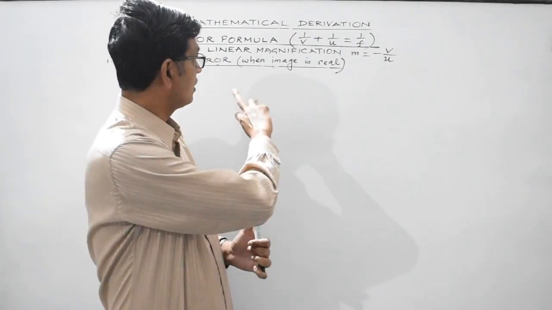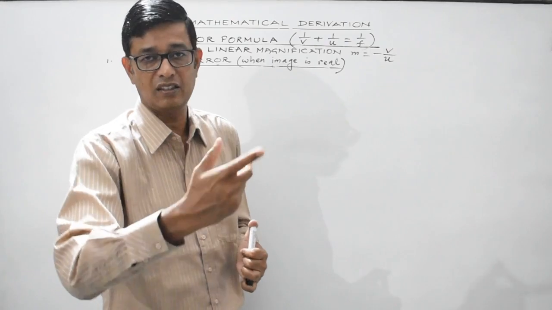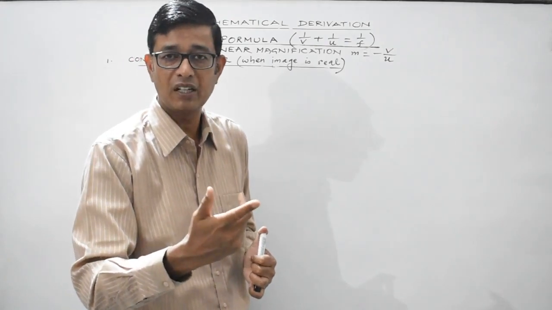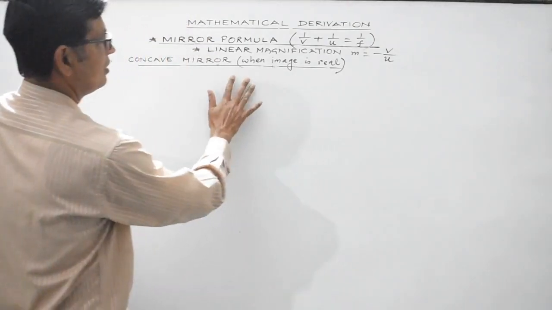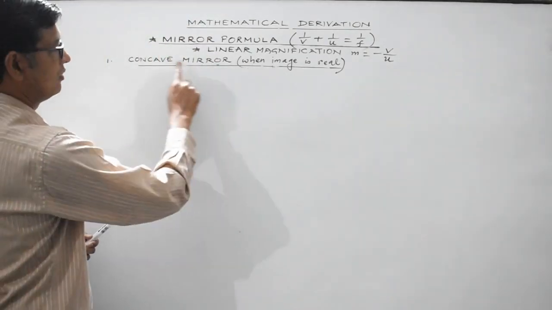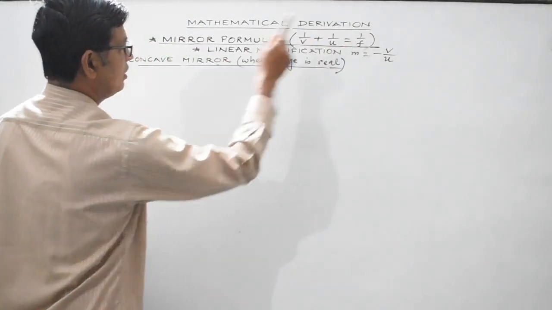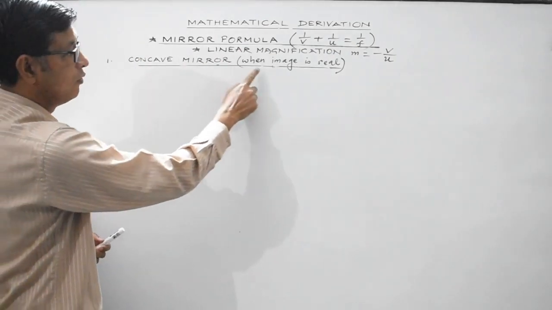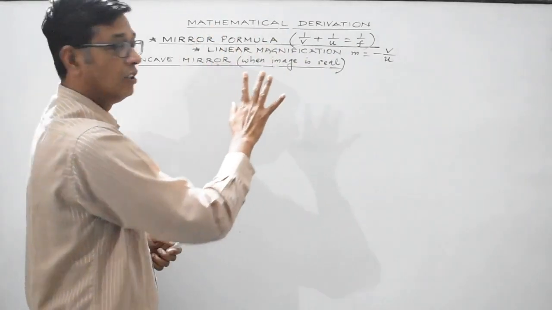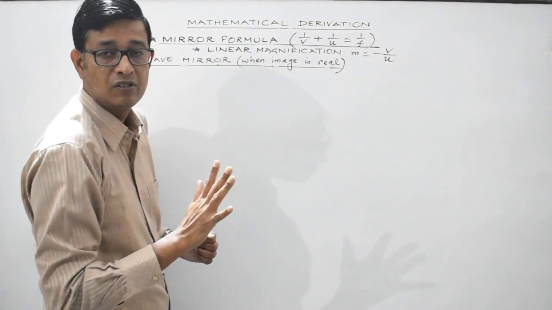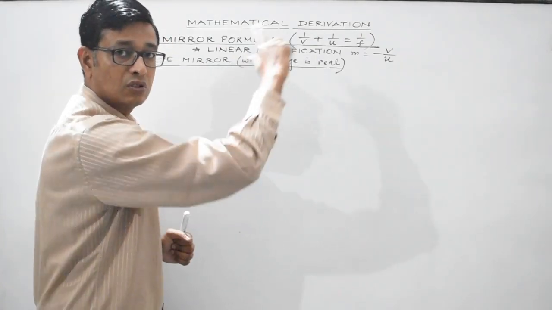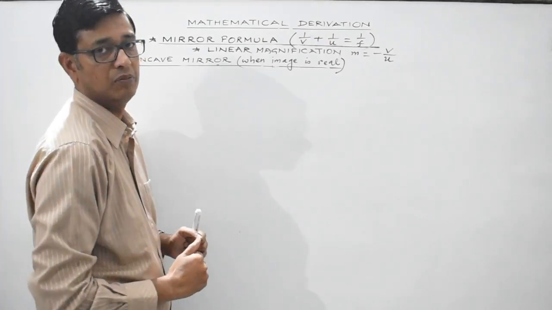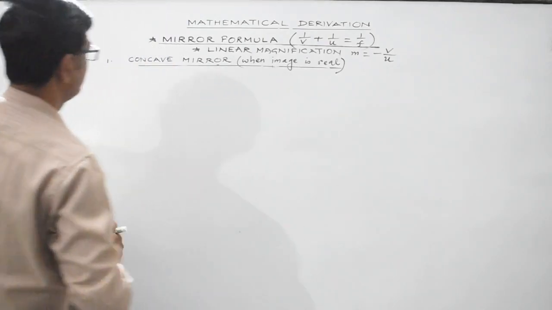So in dealing with a concave mirror, we have to consider both cases, when the image obtained is real as well as when it is virtual. So let's consider the first case. We are deriving this formula in the case of a concave mirror when the image is real. For obtaining a real image, the object is to be placed beyond the focus in front of a concave mirror, right? So let's do it.